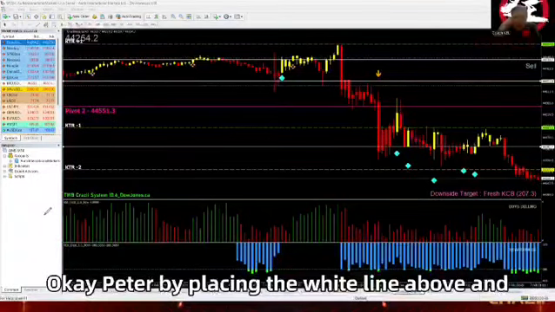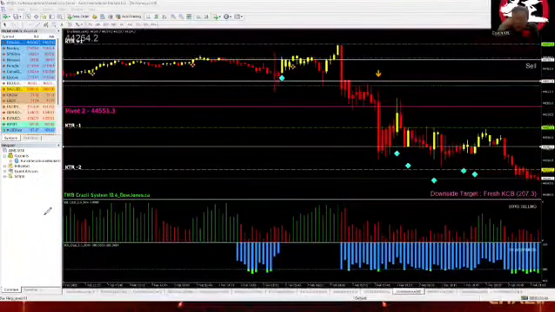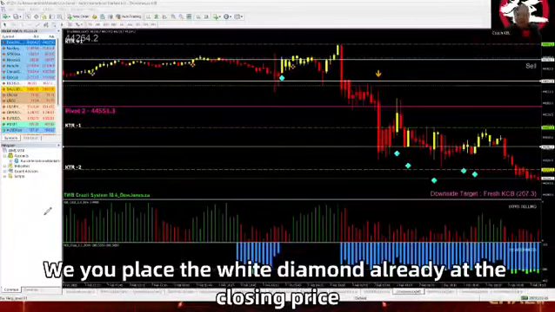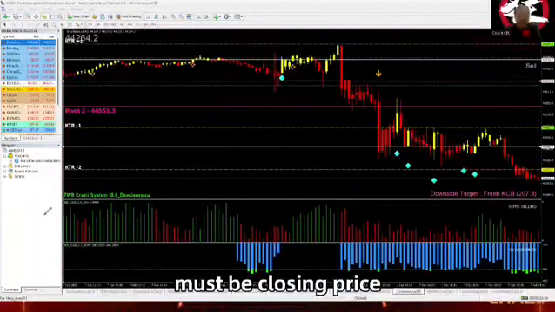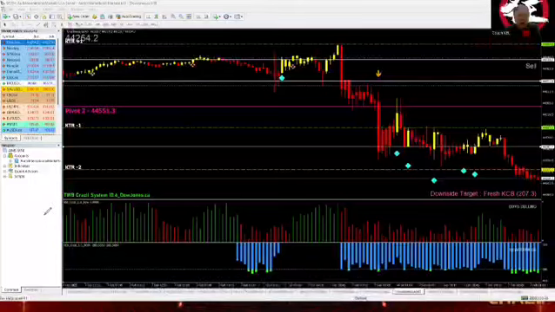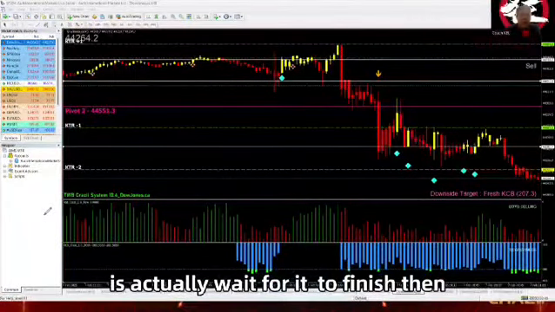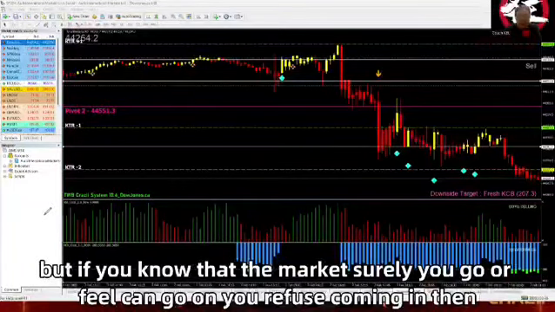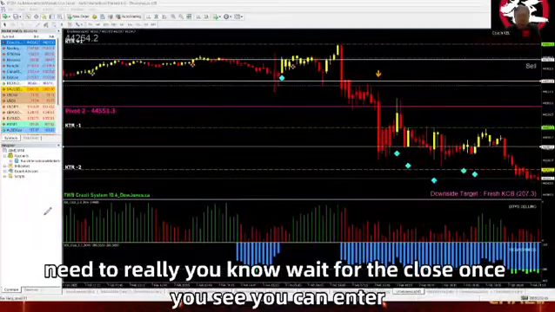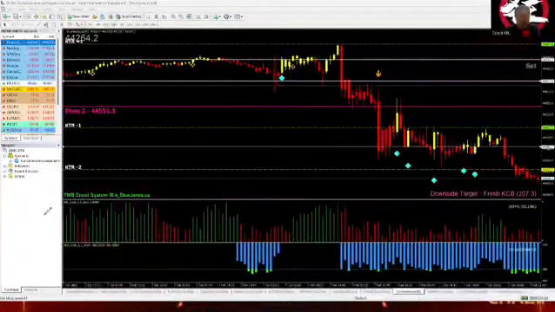Okay, Peter, by placing the white line above, when you place the white diamond already at the closing price, it must be the closing price. Do we need to wait for the candle to close before entry? The best for safety is actually to wait for it to finish, then you enter. But if you know that the market surely will go up or you feel it coming in, then you don't need to wait for it to close. Once you see it, you can enter already.